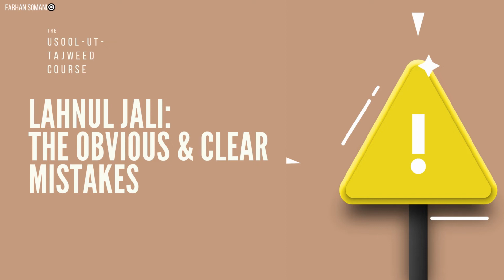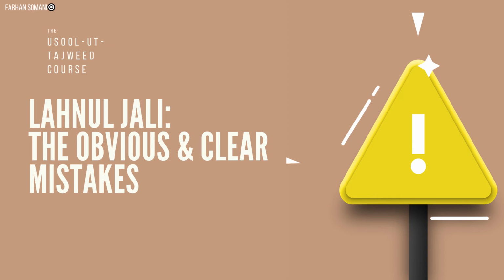Similarly, if someone says Alhamdulillahu in the place of Alhamdulillahi, even this is a lahnun jali, because he is changing the haraka. However, this mistake does not change any meaning. And why are we calling it an obvious and clear mistake? The reason for that is because it is easy for the readers and for the scholars of Quran to know the mistakes and point them out.